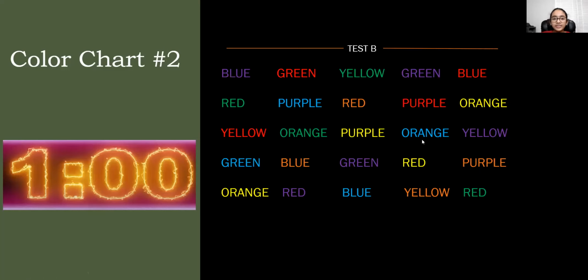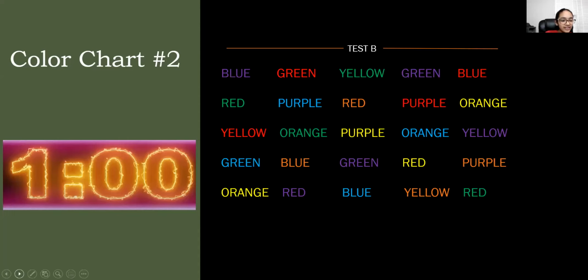Does anyone want to take a guess on why it must have taken you longer to do the second one than the first one? I guess you could unmute if you'd like, or you can put in the chat, anything is fine. I think it was harder because during test B, the color and like the name of the color weren't together. They were kind of like scattered. So I think that's why it was harder.